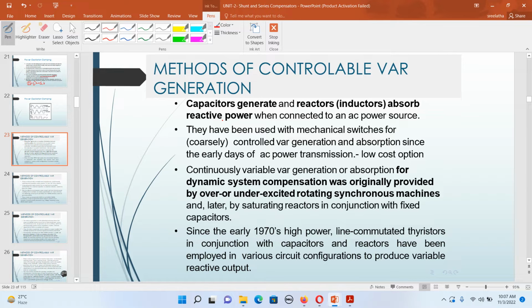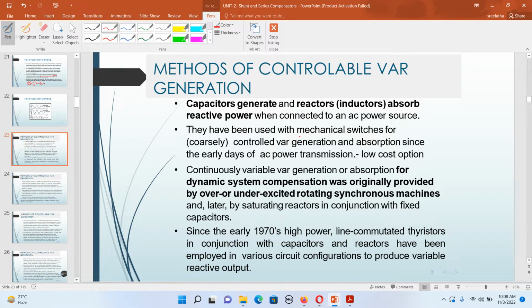Similarly, when we have over voltage, when the load is very less, that is, light load conditions, then we go for reactors. The reactive power is already so high that voltage levels are high, but we need to bring them back to flat voltages. That is why we need reactors. So both of them are needed. They have been used with mechanical switches for controlled var generation and absorption since the early days in AC transmission lines. It is a low cost option.